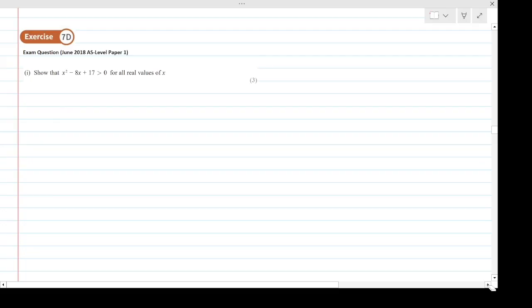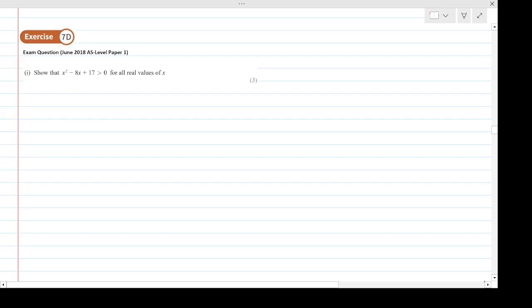is, well, let's think about it. We know every quadratic has to have a minimum point, if it has this sort of shape, right? So it has a minimum point down there. So we know every quadratic will have a minimum.